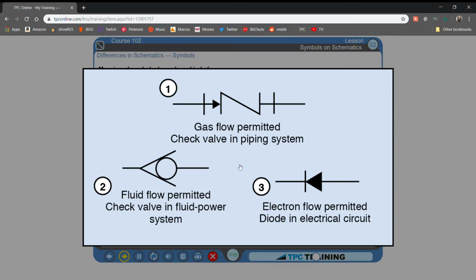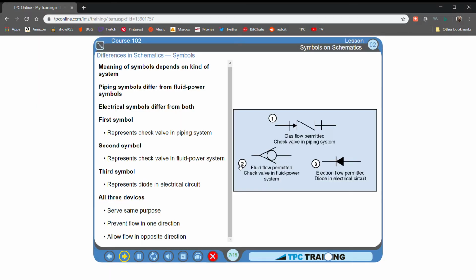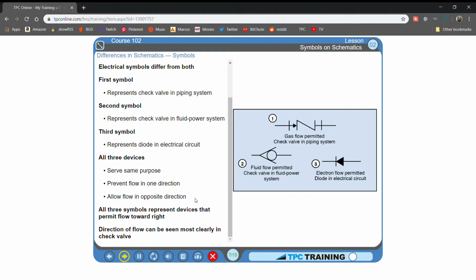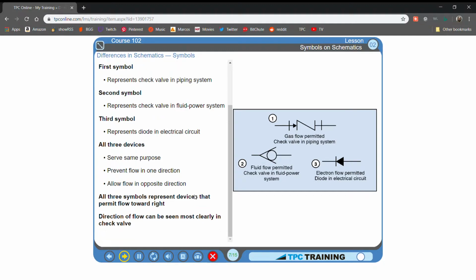All 3 devices serve the same purpose, to prevent flow in one direction, but allow flow in the opposite direction. The symbols differ because the systems are different. All 3 of these symbols represent devices that permit flow toward the right. This direction of flow can be seen most clearly in the check valve for the fluid power system. Pressure toward the left would force the ball into the seat, preventing flow.